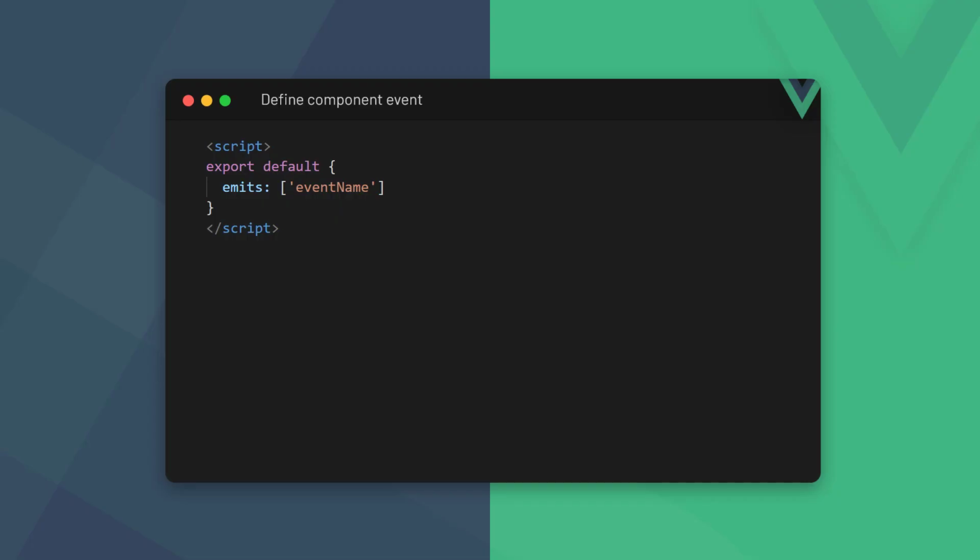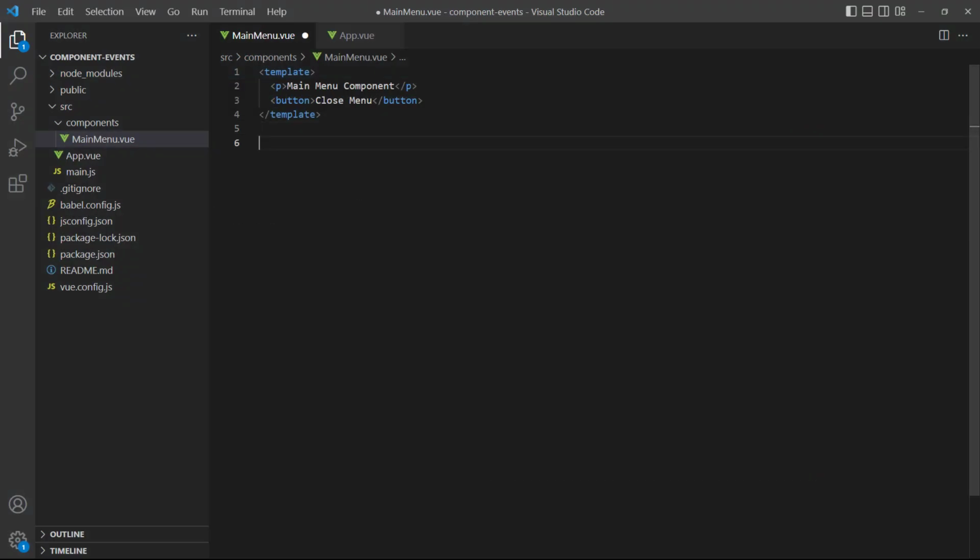We want the Close button to send an event to the root app component when it's clicked. The root app component should then use that event to set the data property back to false, closing the menu. We define an event by specifying it in an array in the emits option of the component we want to send the event from. To demonstrate, let's add an event called close menu.